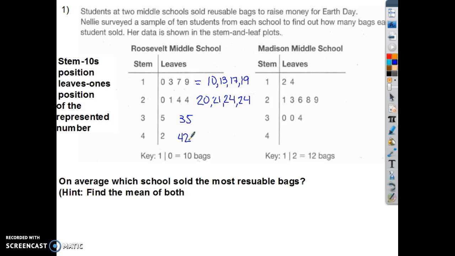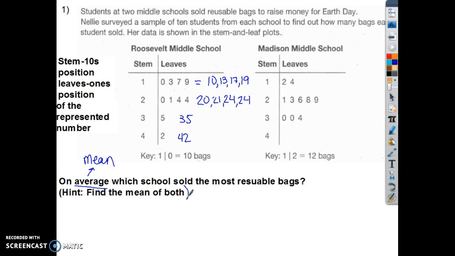Now we're trying to figure out on average, remember this is a key word for mean, which school sold the most reusable bags? So our hint, find the mean of both. I'm going to find the mean for Roosevelt. After I do that, I want you to use it to find the mean for Madison. And then tell me which school sold more reusable bags.